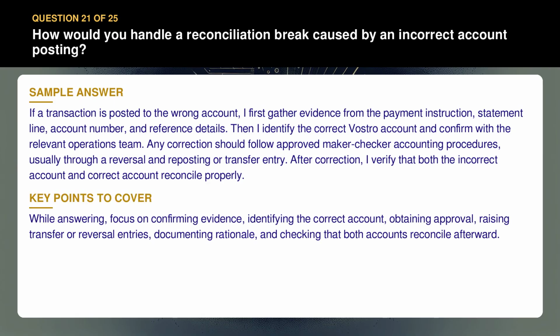While answering, focus on confirming evidence, identifying the correct account, obtaining approval, raising transfer or reversal entries, documenting rationale, and checking that both accounts reconcile afterward.